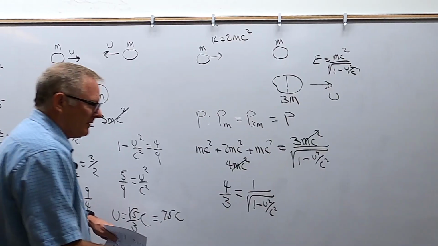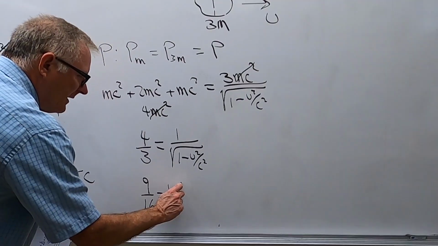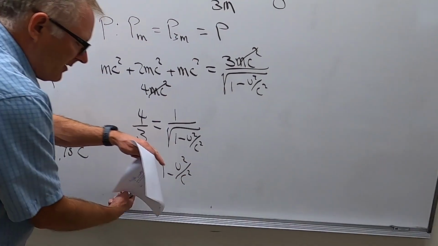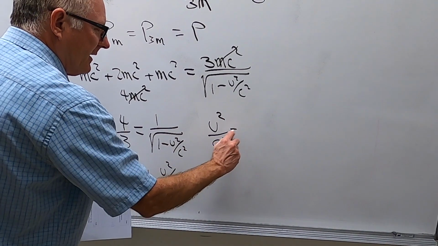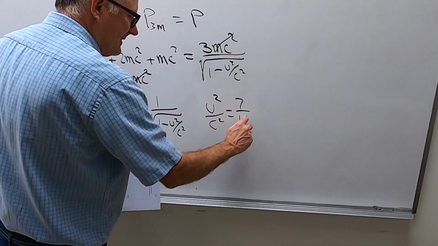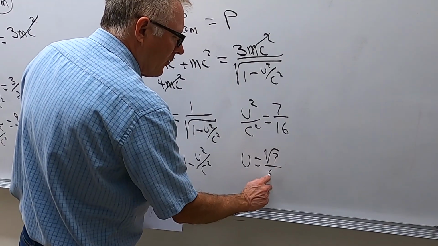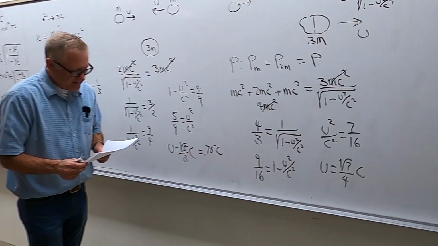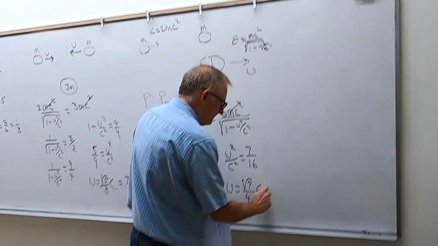Square them and flip them. I'll do it in one step. So this is 9/16 equals 1 minus u squared over c squared. Flip those two. So u squared over c squared equals 1 minus 9/16, which is 7/16, or u equals the square root of 7 over 4 c, which is 0.66 c.